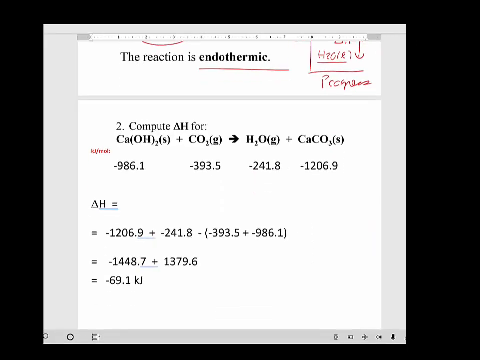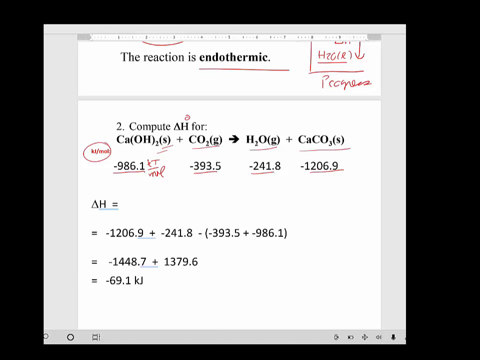Compute the enthalpy change for this reaction. Again, we're assuming these are all standard enthalpy changes. Ca(OH)2 in the solid phase, calcium hydroxide, plus CO2 in the gas phase, goes to water in the gas phase and calcium carbonate in the solid phase. So I go to a table of enthalpy values. I would give you these values on a test. And we look up, in kilojoules per mole, these numbers here, the delta H's for each reactant. Coefficients here are 1, so these are in kilojoules per mole.